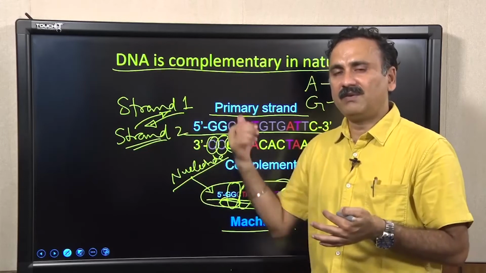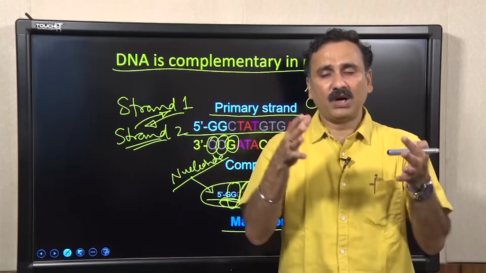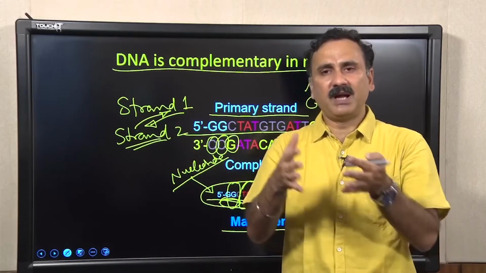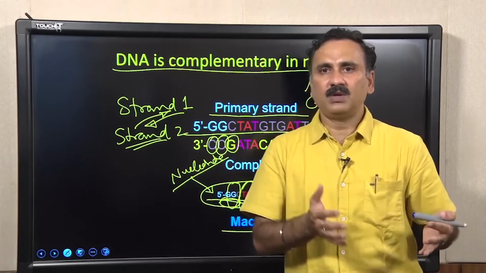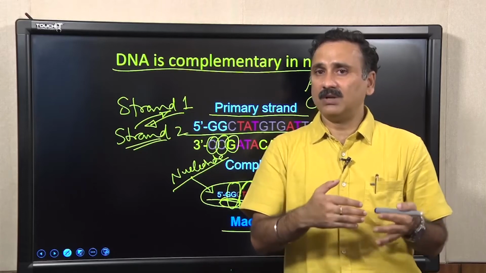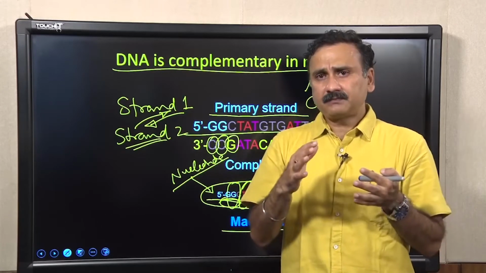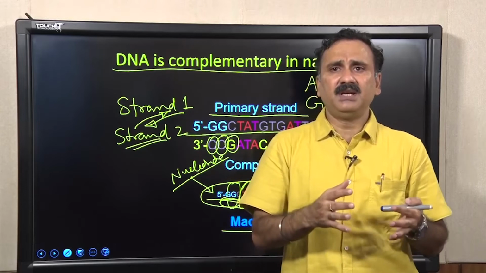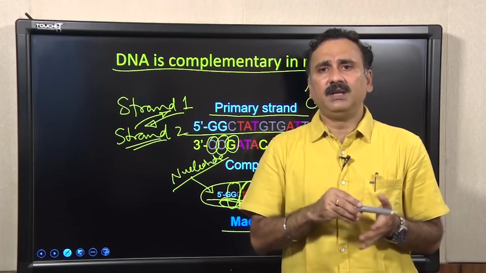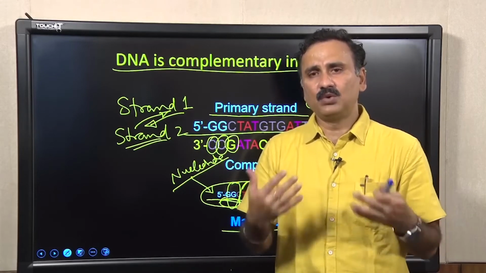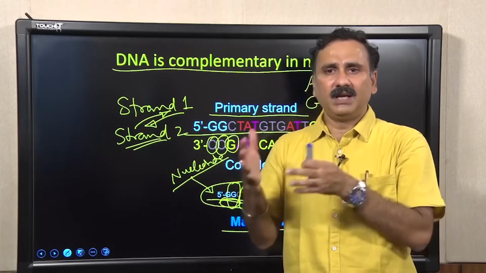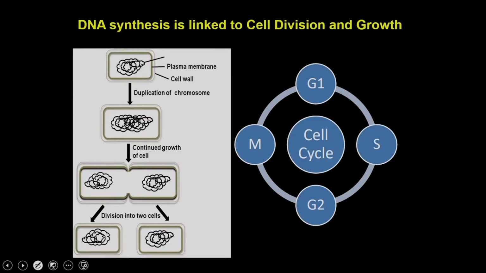So, so far we have discussed the molecule which is going to be amplified during the polymerase chain reaction, and now we are going to understand the machinery. The DNA synthesis machinery is the basis of life on earth. It is very crucial for duplicating the DNA, and DNA synthesis is linked to cell division as well as growth.